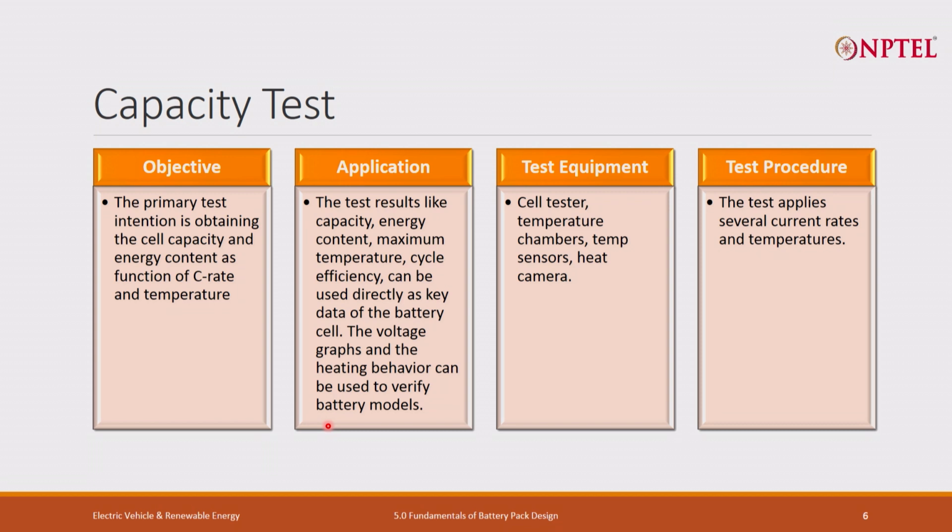But you may not use the cell at that particular C rate. Your application may need a 0.5 C, and temperatures like Indian conditions may be like 35 degrees Celsius. So this test will help you to know how much capacity the cell can deliver or take in at a particular temperature.